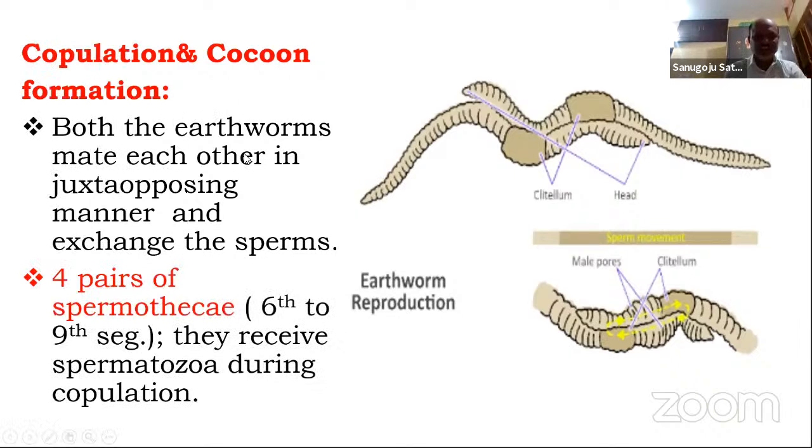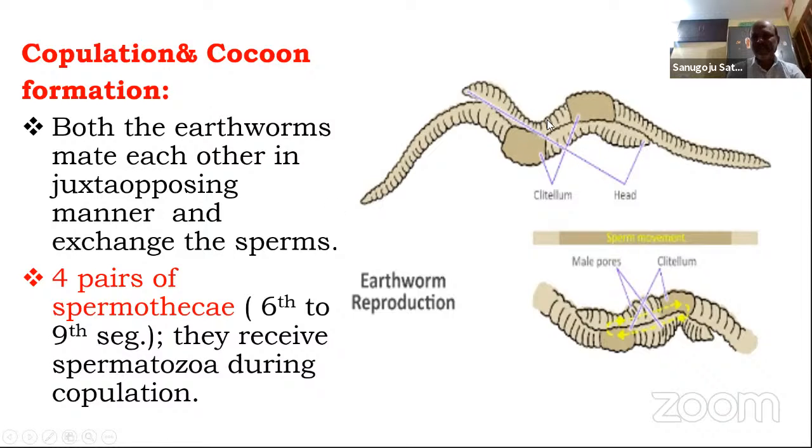Okay, copulation and cocoon formation. Both the earthworms mate with each other. Though both sexes are present in a single individual, there is a need to exchange the sperm cells from one earthworm to the other earthworm. That means they exchange by means of copulation. Copulation is nothing but mating with each other in a juxtaposing manner, exchanging the sperms.